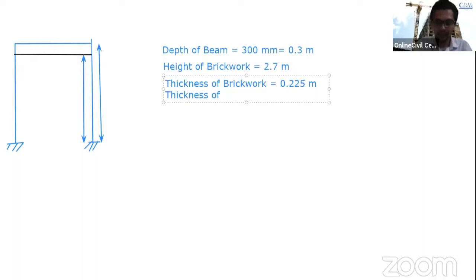You can take as per the thickness of the plaster or mortar you provide. Let thickness of mortar equal 0.025 m, which is 1 inch. So 1 inch is the thickness of the mortar or the plastering work we have considered. Now we have the brickwork thickness, we have the plaster thickness. The next thing we need to determine the weight is the unit weight.